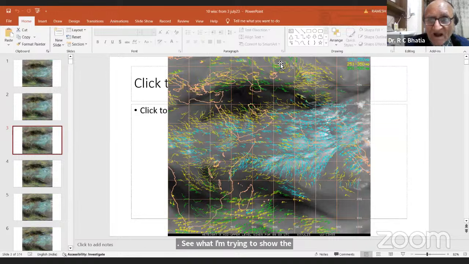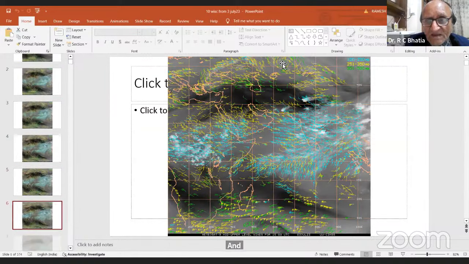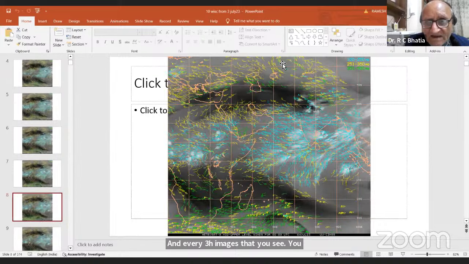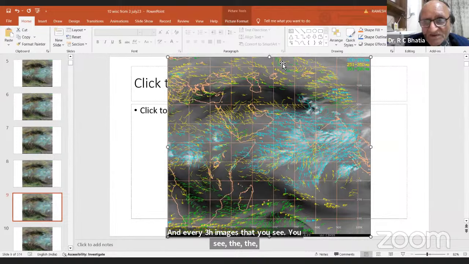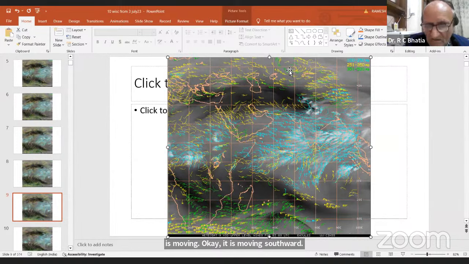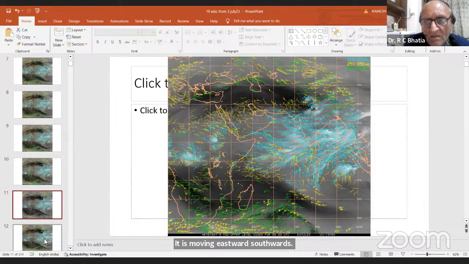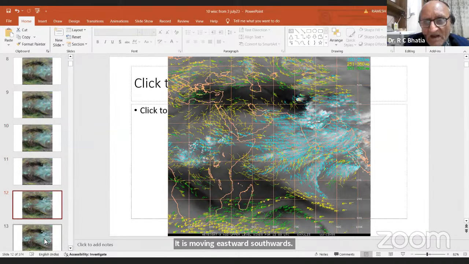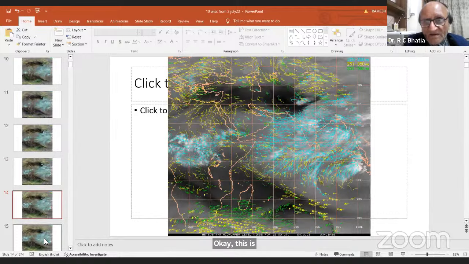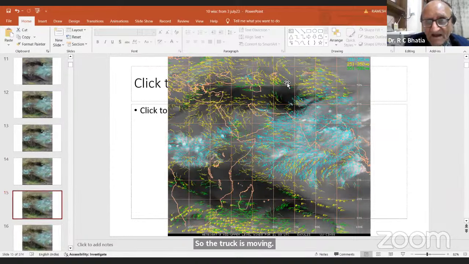The animation sequence of the water vapor images on 3rd: the circulation was seen quite high, maybe, I think, north of 50 degrees, north of 50 degrees. And in every 3-hour images, if you see, the circulation is moving. Okay, it is moving southward, it is moving eastward, southward. Okay, this is how. So the trough is moving, trough is forming. It is indicating trough is forming and winds are changing.